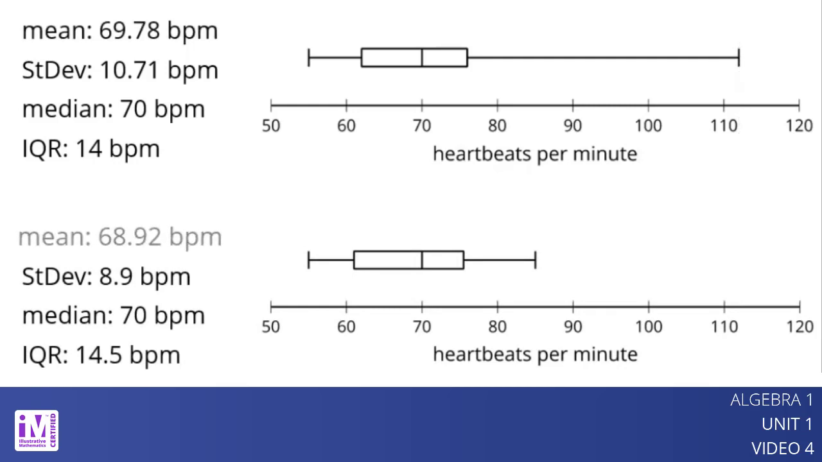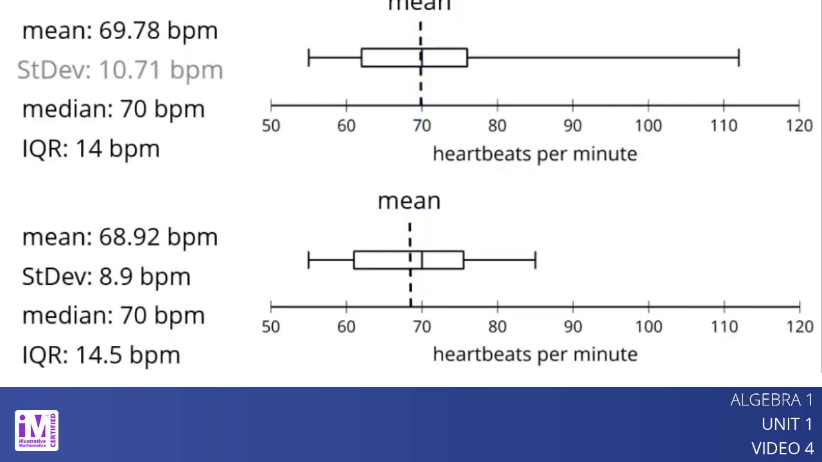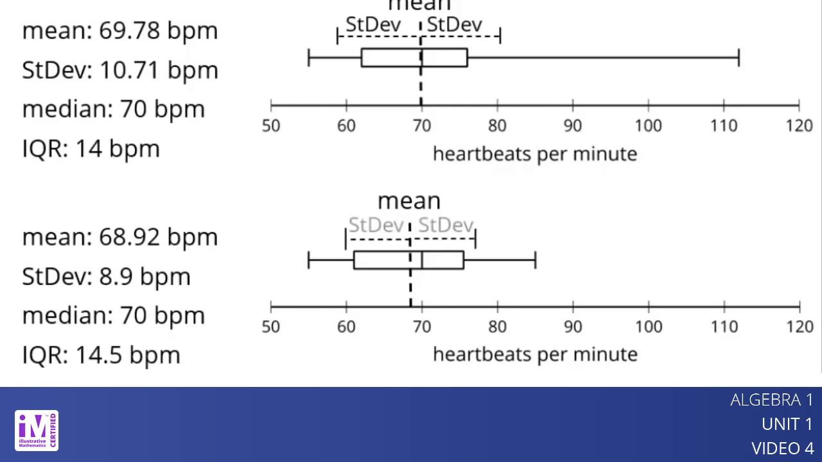The mean decreased by 0.86 beats per minute, and the median remained the same. The standard deviation decreased by 1.81 beats per minute, which is about 17% of its previous value. Based on the standard deviation, the dataset with the outlier removed shows much less variability than the original dataset containing the outlier. Since the mean and standard deviation use all of the numerical values, removing one very large data point can affect these statistics in important ways.